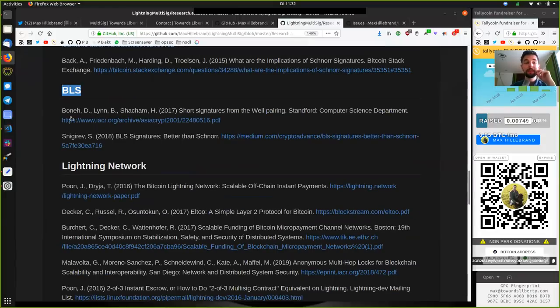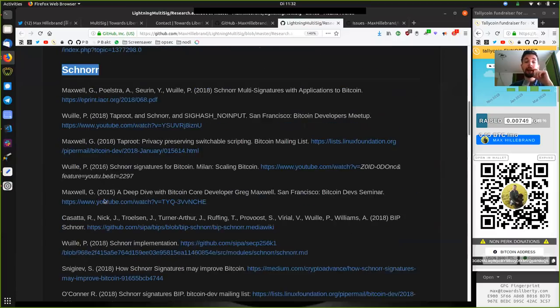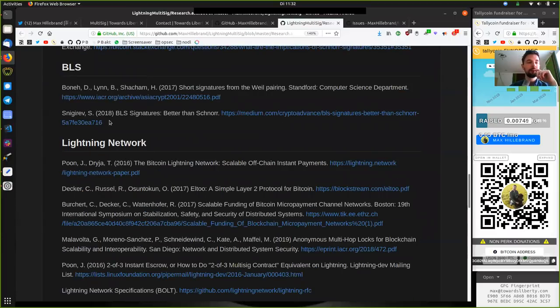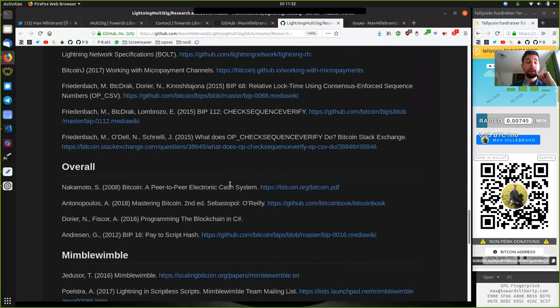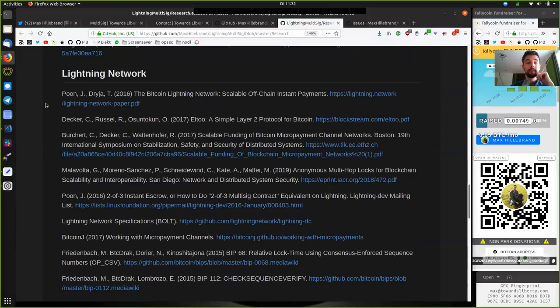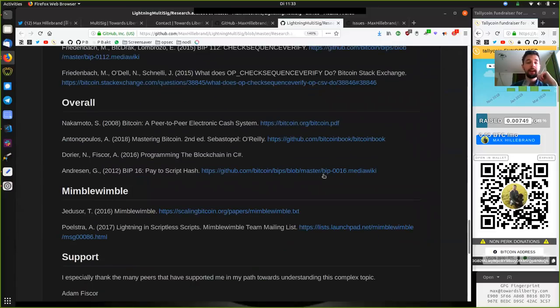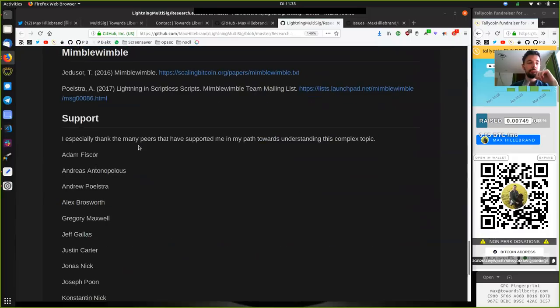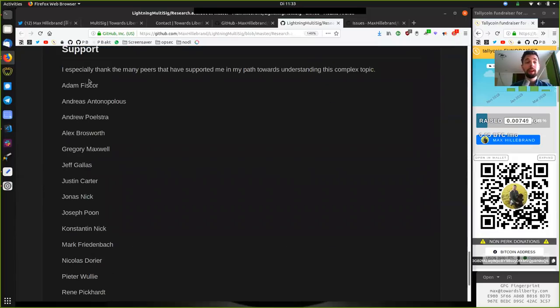Also, BLS, just as a little aside, might be a secondary implementation of signatures coming to Bitcoin, other than Schnorr. But I don't think that it will, so I just link to it here a bit. And of course, a bunch of references on the Lightning Network, academic references mainly. So again, this is long research already and has been going on for a while. And of course, some overall research, but especially here, that's where I wanted to go to an alphabetically ordered list of all the awesome peers that have helped me understand all this.